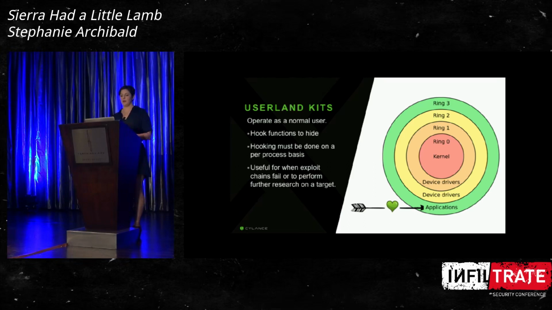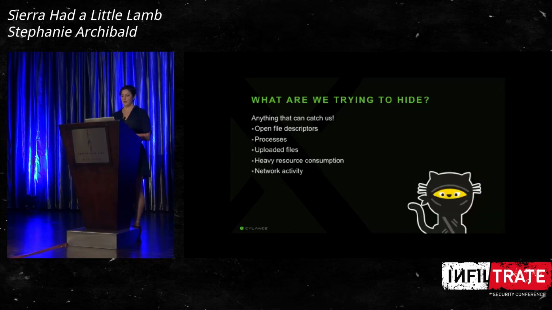With a rootkit, if you hook one syscall, you've kind of hooked it for all processes on your system, yeah? It's still really useful, though, for when exploit chains fail or you need further research to finish compromising a target. It's a lot harder to maintain residency because, of course, once your process gets killed, then you're no longer running.